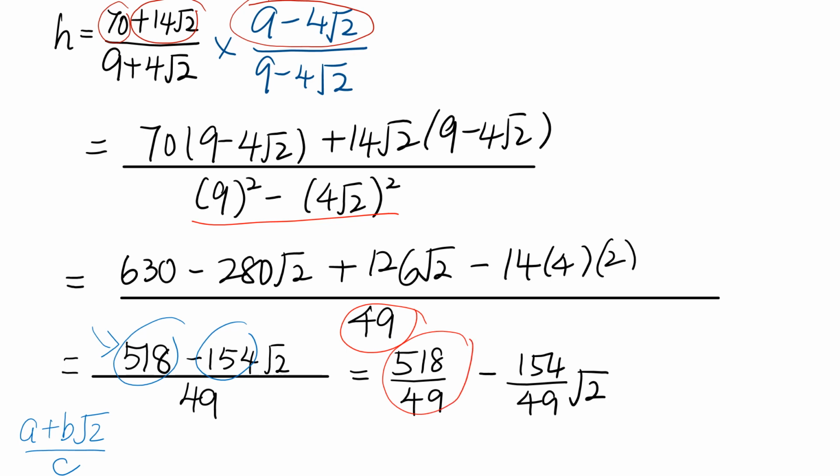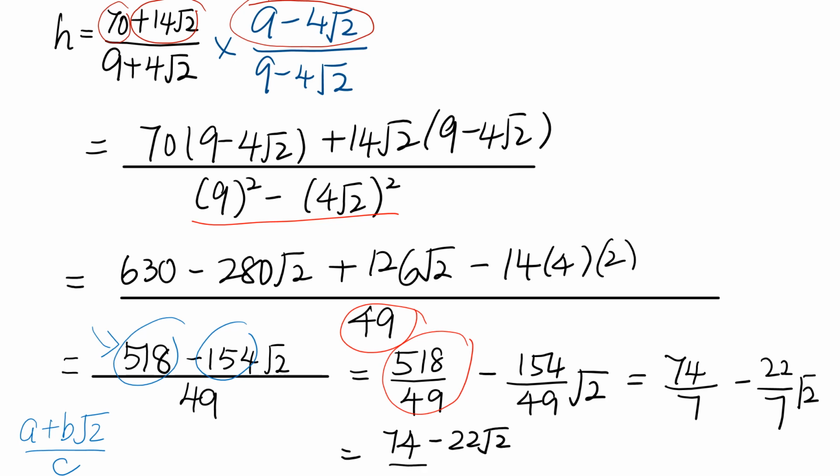You see, the calculator is a wonderful piece of equipment that can help you solve a lot of things. Just use a calculator to help you, and the calculator will simplify 518 over 49 to be 74 over 7, and 154 over 49 simplified to 22 over 7, right? And then after that, you combine them back into one single fraction. Okay, so your a is basically just 74, b is negative 22, c is 7. But I don't think you're asked to find a, b, c, so you can just leave your answer as such.